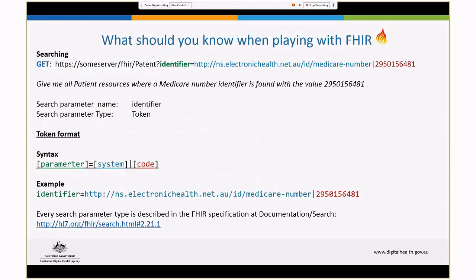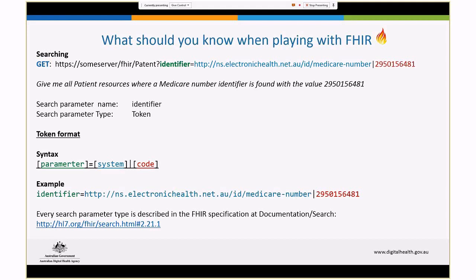So this is just looking at one of those types, which is the token type. This is the one we use for finding Medicare numbers, the identifier on patient. So the search parameter has a name. This one for patient is called identifier. It has a type, and for the identifier search parameter on patients, it's of type token.